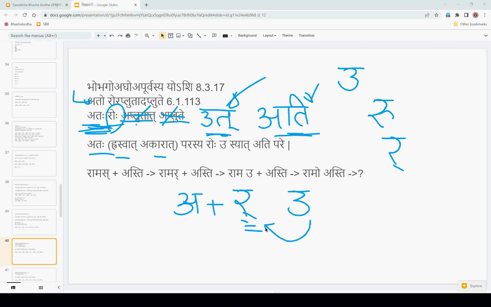Asya sthane ukara tada refasya sthane ukara adesha punah atra sthiti asti. Ka one more condition ati pare. The second condition. Refasya anantaram kim bhavet iti ati padena uchyate. What is ati? Again, Hrasva Akaram Pare. Hrasva akaraha pare bhavet. So Hrasva akaraha purvam bhavet, refasya purvam.